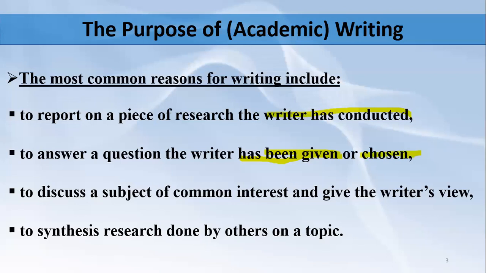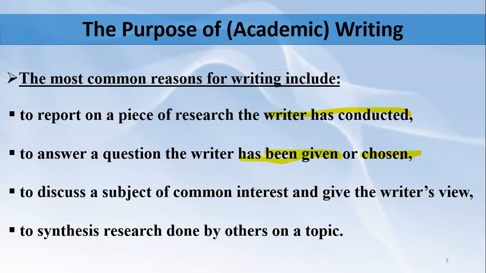Let's suppose nowadays people are writing about COVID-19, or the frequently occurring errors in the online teaching and learning process. These are topics which the writers have chosen by themselves. These topics have not been given to them. Similarly, if you remember, I had asked you to select research topics for yourself. You had chosen your own research topics; I had not given you the topics. So we need to write to answer a question that has been given to us, or the question which we have chosen ourselves.